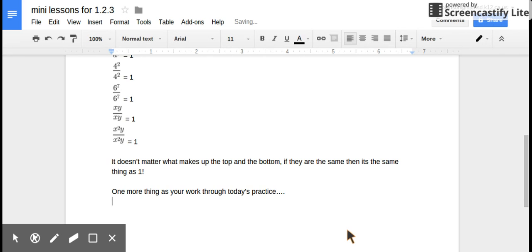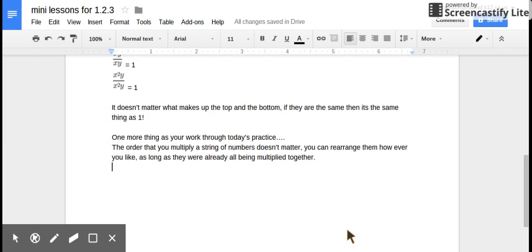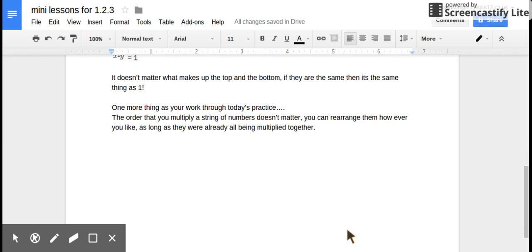One more thing as you work through today's practice. When you're multiplying numbers, if you have a string of numbers together that are all being multiplied, it doesn't really matter the order that they're in. You could rearrange them and you're still going to get the same number. So let's look at what that looks like. If I take the number 4 and multiply it by 5, I get 20. If I flip-flop them and I take 5 and multiply it by 4, I still get 20.